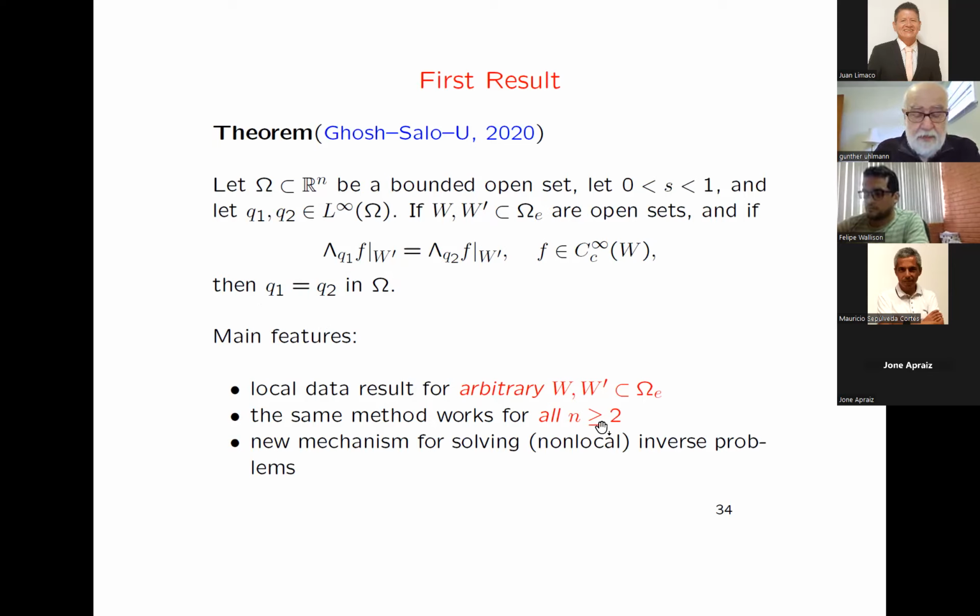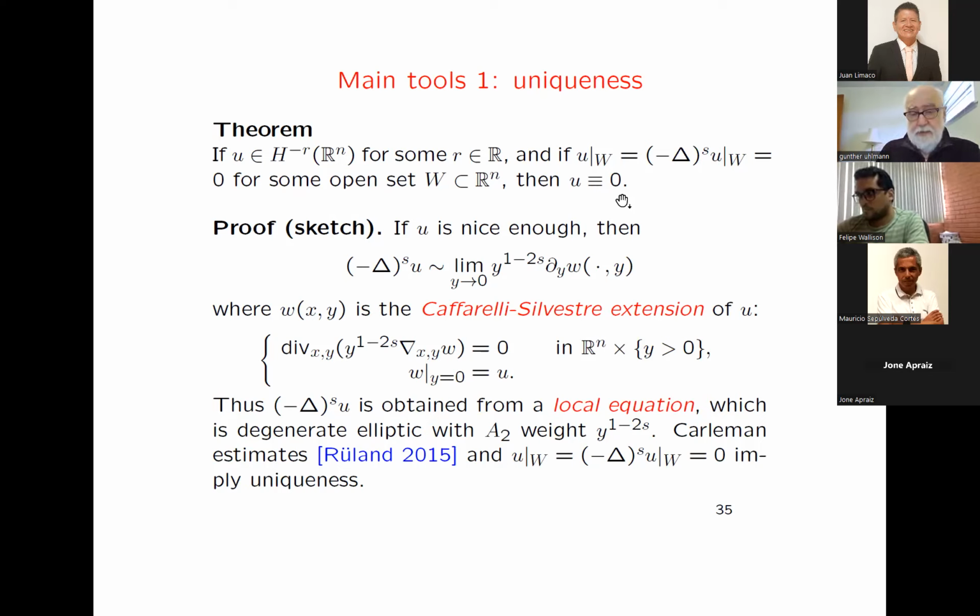And the key thing, which is not true for the standard Laplacian, is that if you have U restricted to an open set, and the fractional Laplacian of U restricted to the open set is 0, then U must be 0. This is not true for the Laplacian, because you can have a non-zero, compactly supported function. Outside the support, U is 0 and the Laplacian is 0, but the function is not 0.